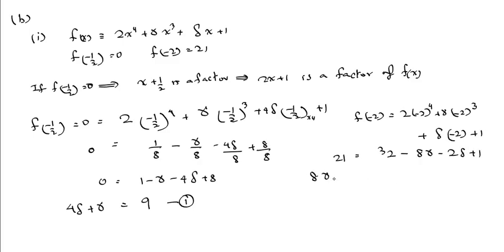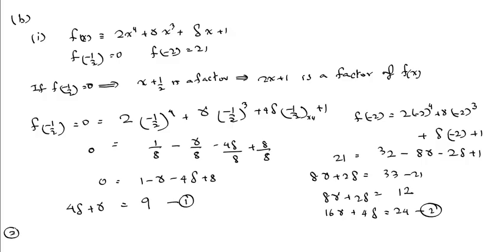So 8 gamma plus 2 delta equals 32 plus 1, 33 minus 21. 3 minus 1 is 2, 3 minus 2 is 1, 12. 8 gamma plus 2 delta is this. Which means if you multiply this by 2, 16 gamma plus 4 delta equals 24.